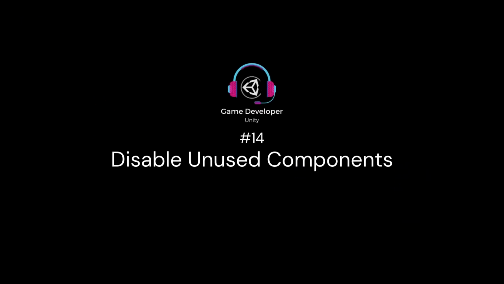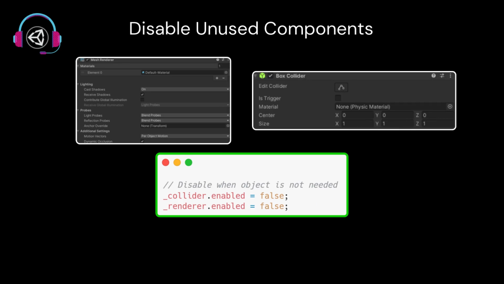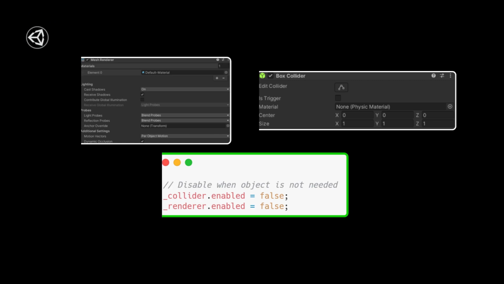Tip number 14: disable unused components. Disabling unused components, like Renderer, Collider, or Rigidbody, when they are not needed can save computational resources. For example, if an object is off-screen or inactive, you can disable its renderer and any unnecessary scripts.